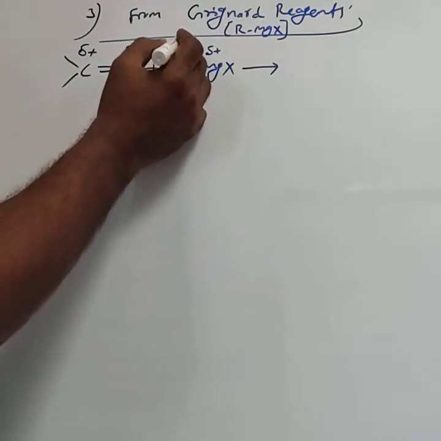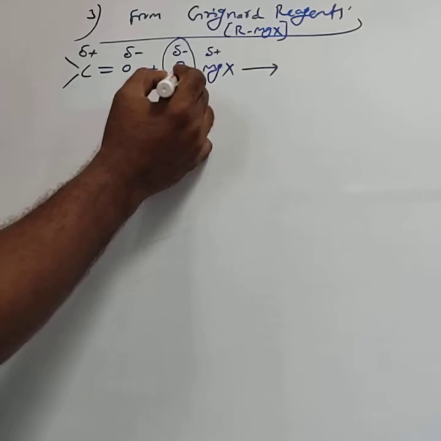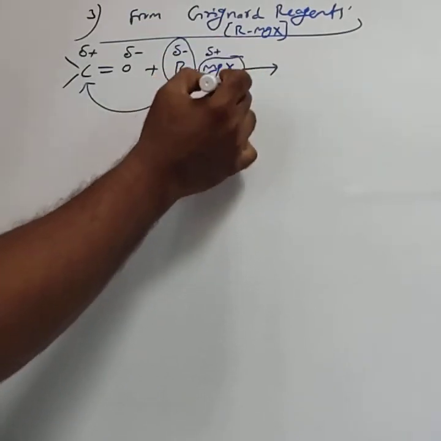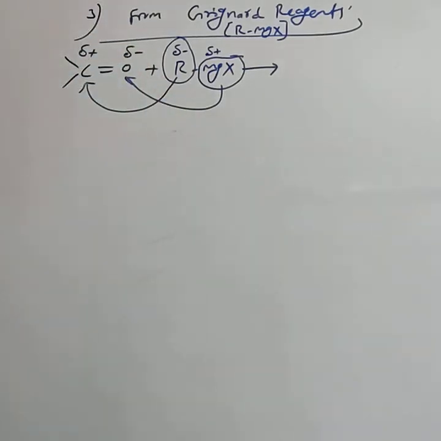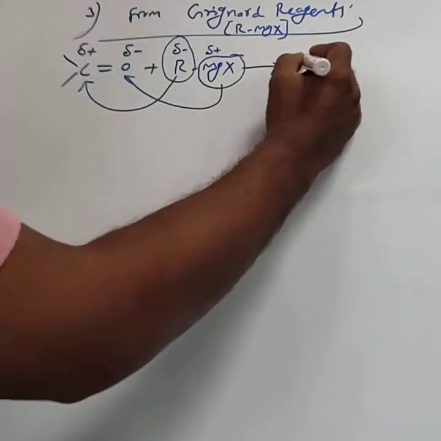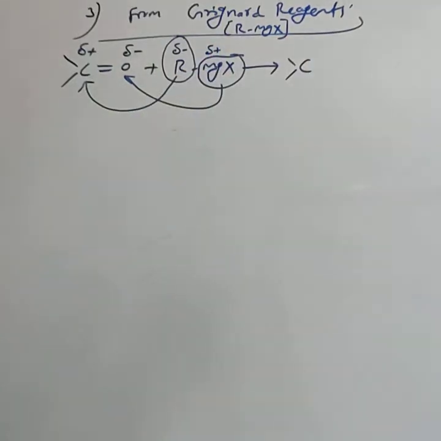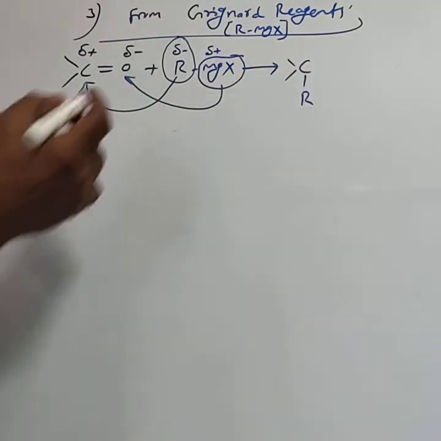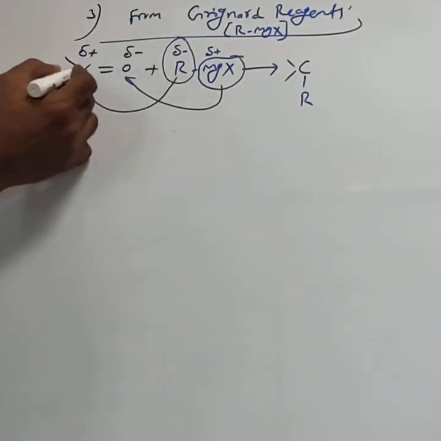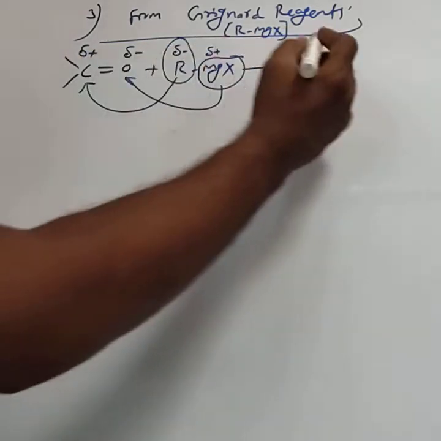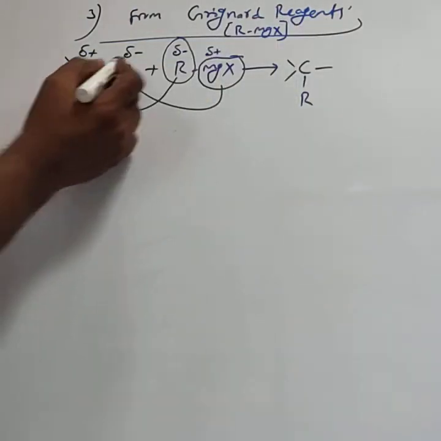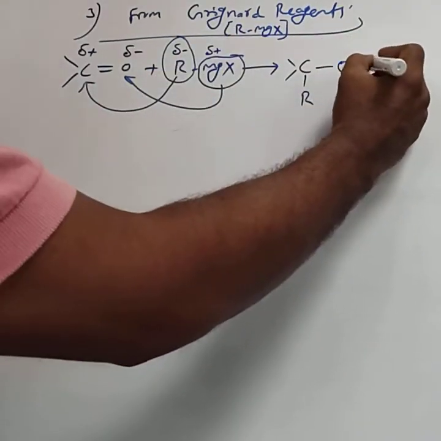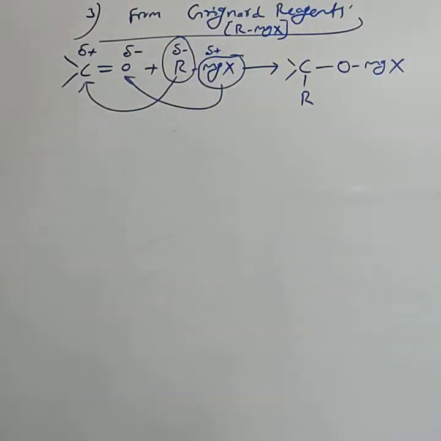Due to the presence of this negative charge, this R gets added to carbon and the MgX part gets added to oxygen. The product is C, where the double bond converts into a single bond. R from the Grignard reagent is added to the carbon. To this O, MgX from the Grignard reagent gets added, giving OMgX. This is the addition compound.